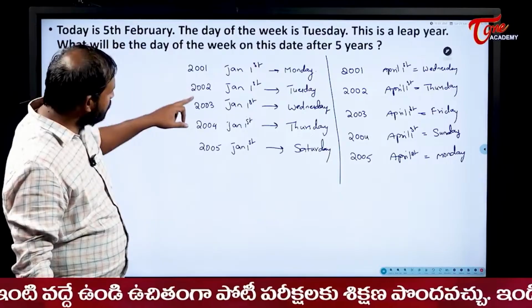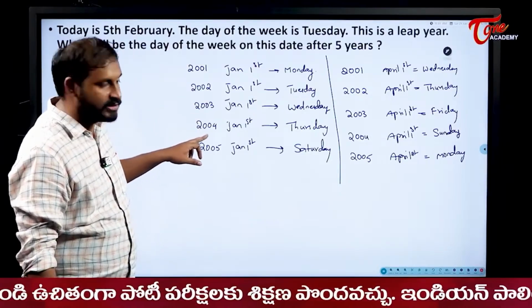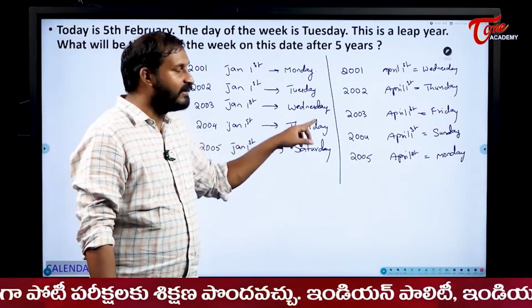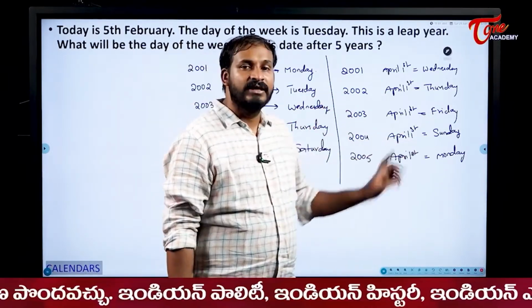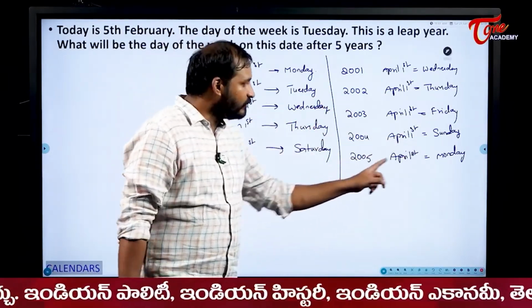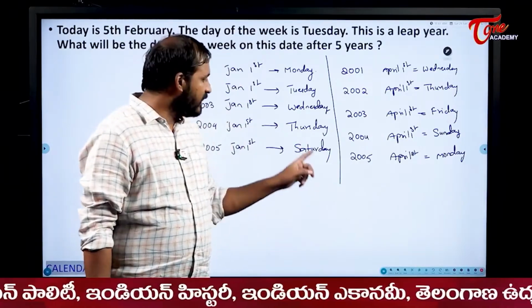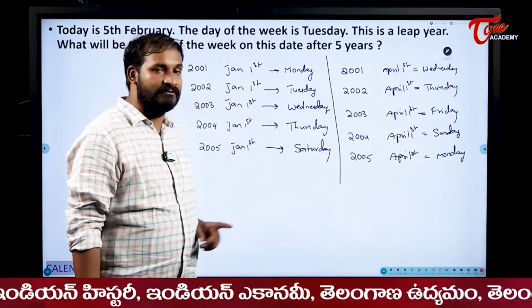Sir, here 2001, 2002, 2003, there is no change up to 2004. You have written Thursday, only a 1 day jump. But sir, why have you written it that way for 2001, 2003? In 2004 itself there is a 2 days jump, and in 2005 as usual it is once again normal. Here you have changed 2005 to Saturday. What is the reason, sir?